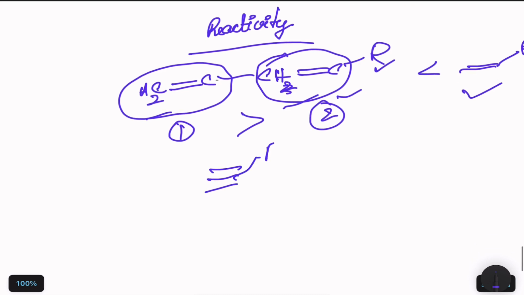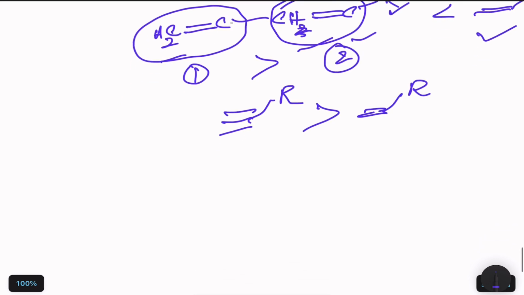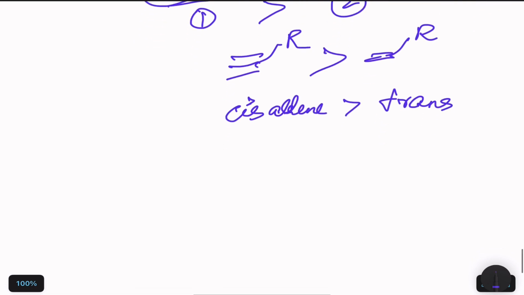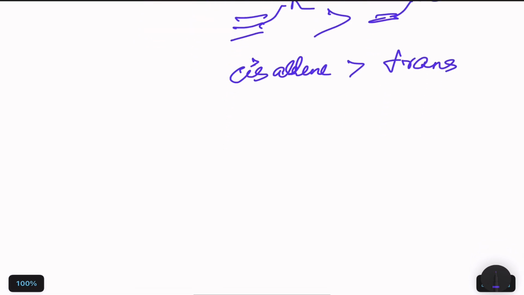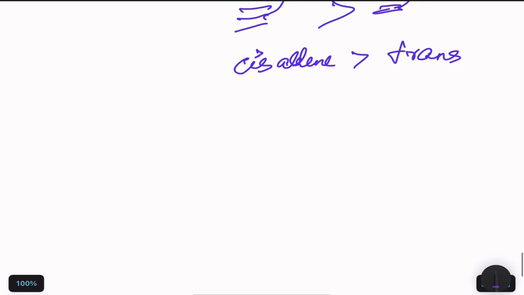Okay, then consider alkyne and alkene. Which will be reduced, means alkyne will be more reactive. Then consider cis alkene and trans alkene. So in this case cis will be more reactive than trans. Okay, so basically we have to check for steric hindrance, that is the main point.